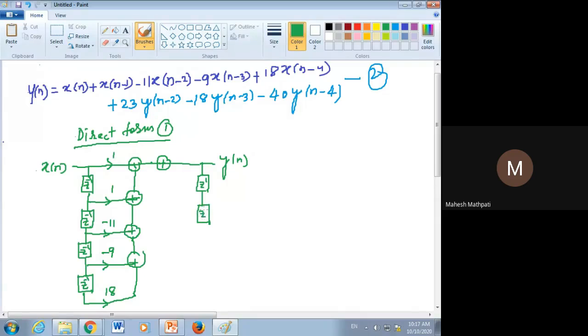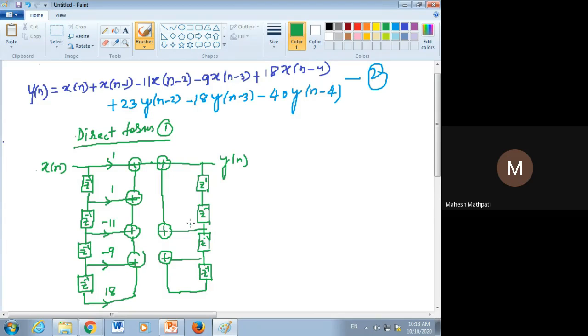Did anyone get the answer? Everybody has got the diagram, final diagram? Yes, sir. Okay, let me complete it and we will verify with our answer. Just cross check the things. So y of n minus 2 we need directly. We will take the adder at this point. Then we want this part as an adder. Here we take it like this. Okay.